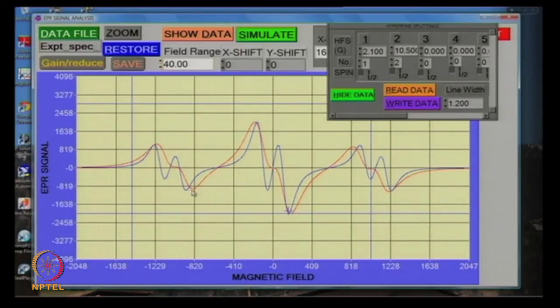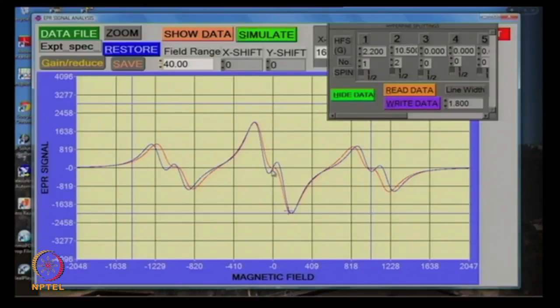Now, still this is not matching with this one. So, maybe we need to increase this coupling constant, 2.2 let us say, then see what happens here. It does not look quite right at all. So, maybe we should increase the line width further. Okay, a little bit more, all right.